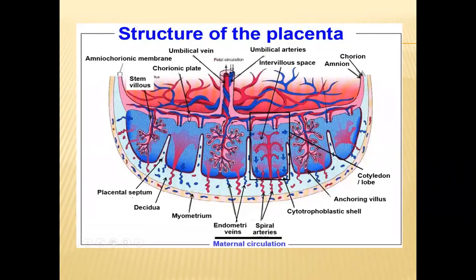You can see here the structure of the placenta. Placental arteries, placental vein, myometrium and the decidua, placental septum, cytotrophoblast, syncytial trophoblast, cotyledons are present, umbilical vein, intervillous spaces, chorion and amnion, the chorioamniotic membrane. All this is the structure, half structure of the placenta.